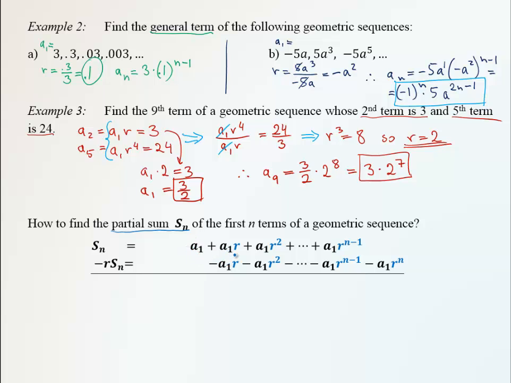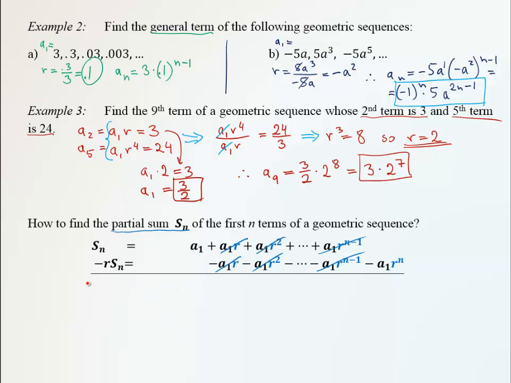So if I multiply this Sn by r, then this term becomes a1r, which is here, that one a1r squared, which is here, and so on until the last term, when multiplied by r, goes over there, a1r to the n. And we're subtracting all of them. This is for the sake of reducing the same terms. And that's beautiful because nearly all of these terms are reduced, except for the very outside ones.